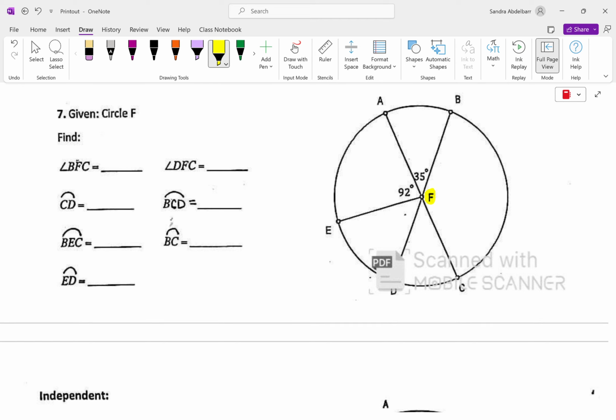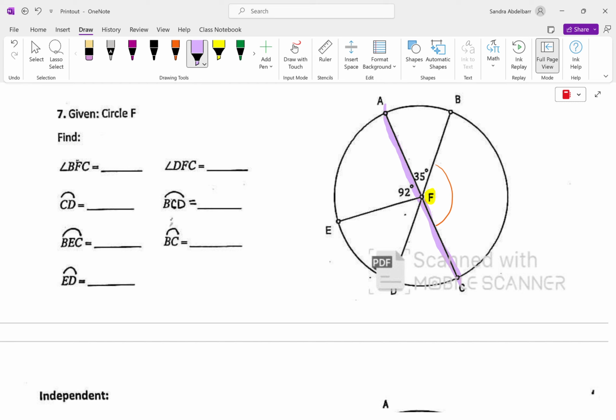So we have circle F, which tells us F is the center of this circle. The first thing we're asked to find is angle BFC. Angle BFC is this angle right in here. Well, I'm going to guide you just a little bit. You all tell me, what is AC in reference to the circle?